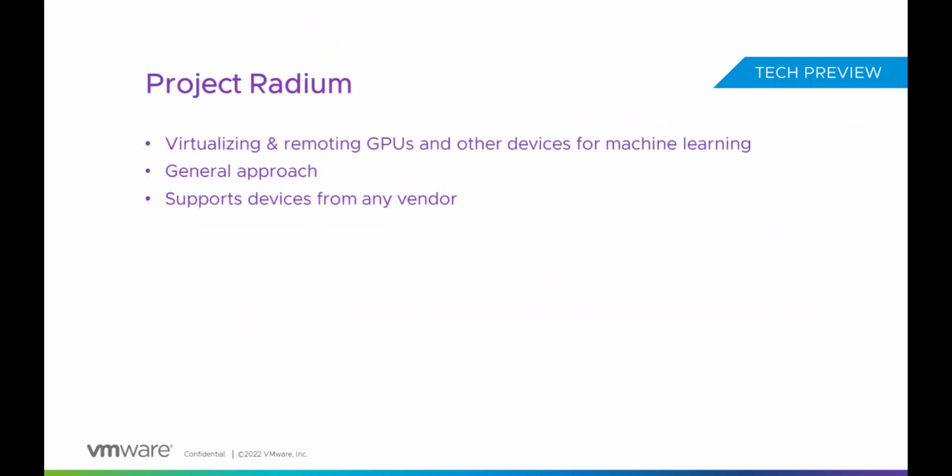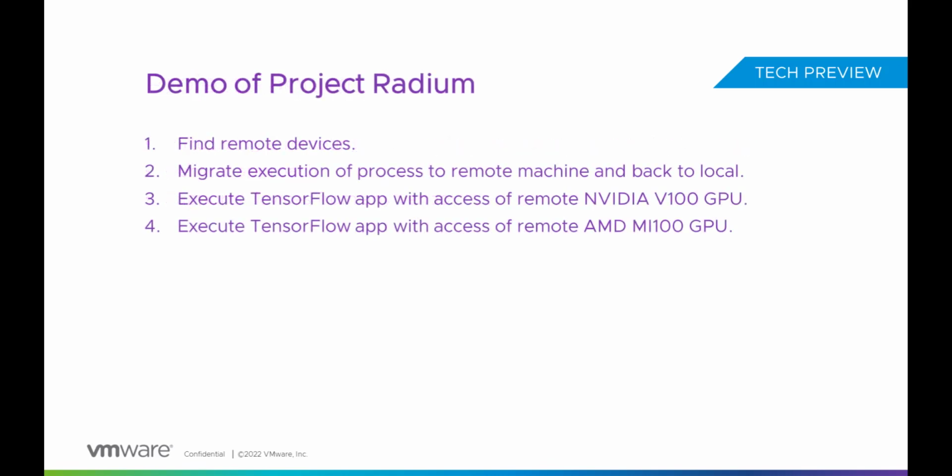Project Radium virtualizes devices on remote machines for clients needing acceleration services, primarily for machine learning applications. Project Radium uses a general approach to system and memory events that is not specific to any device, vendor, or API. In this demo, Radium clients will find remote devices on Radium servers.